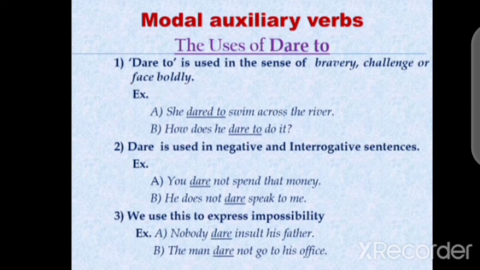Next rule, dare is used in negative and interrogative sentences. For example, you dare not spend that money. Next example, he does not dare speak to me. Next rule, we use this to express impossibility. For example, here you can see, nobody dare insult his father. The man dare not go to his office. So it is used in the sense of impossibility.